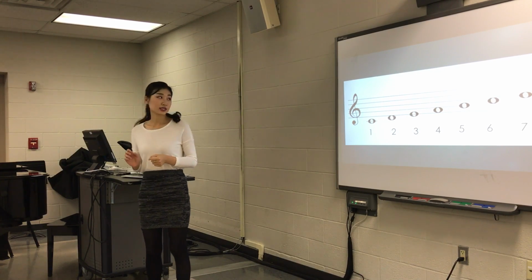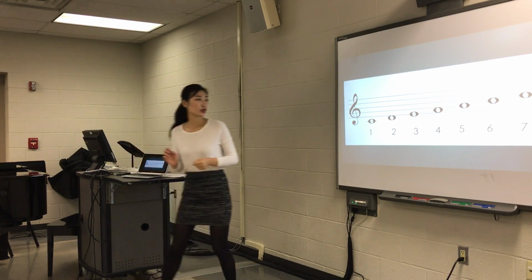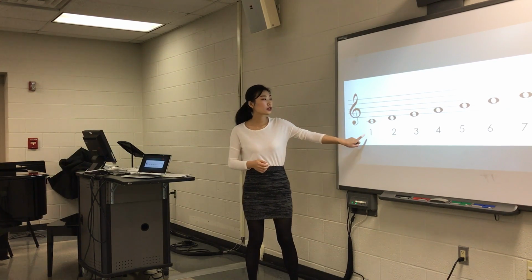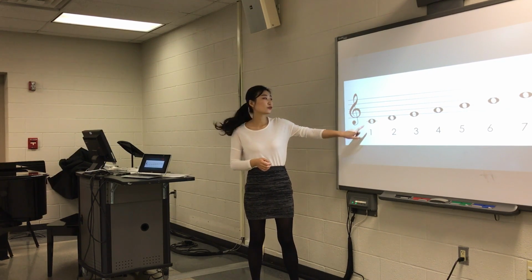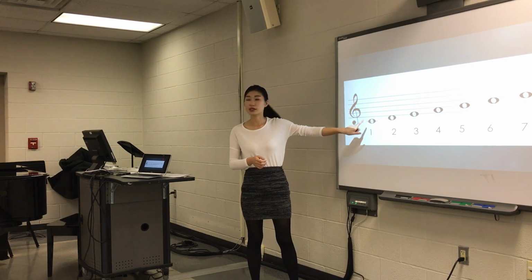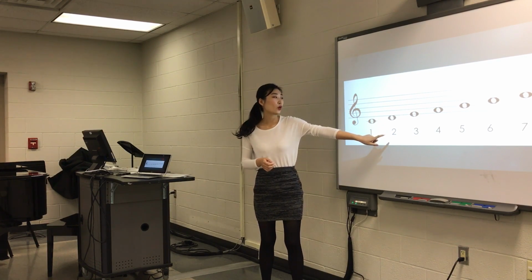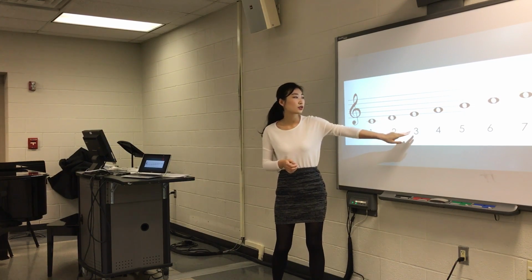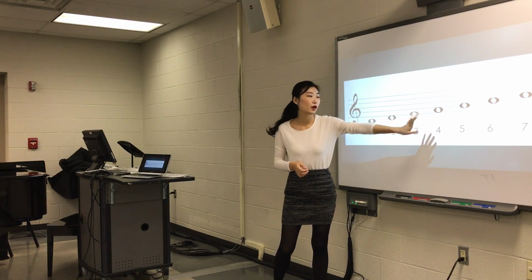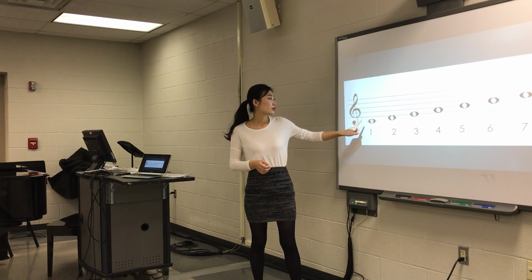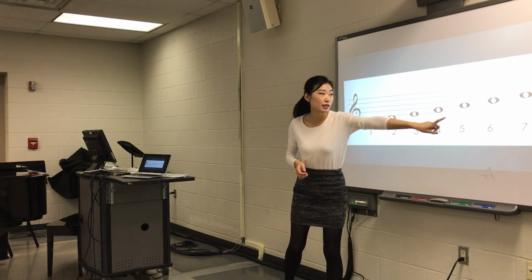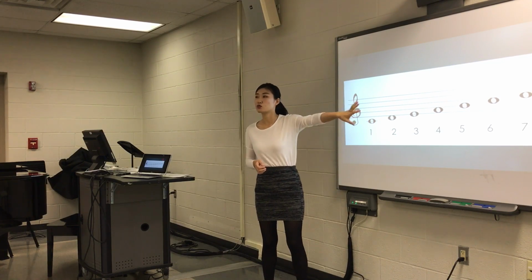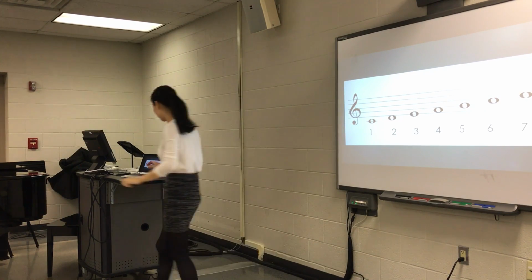Here is a C major scale. We mark the numbers for each note. The first number refers to the first scale degree. The second one, number 2, refers to the second scale degree. And the third one is the third scale degree, and so forth. The C and the end C are both considered scale degree 1 because it repeats. Okay?